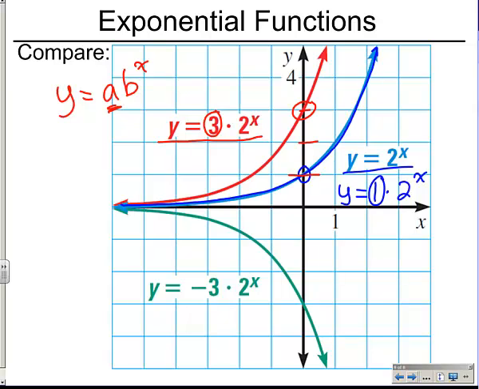Now compare that with the function that's down here with a negative 3. That just makes every output become negative instead of positive. So we have an a value that's negative 3, and you'll notice that it also has a 3, but it goes through the negative instead of positive.